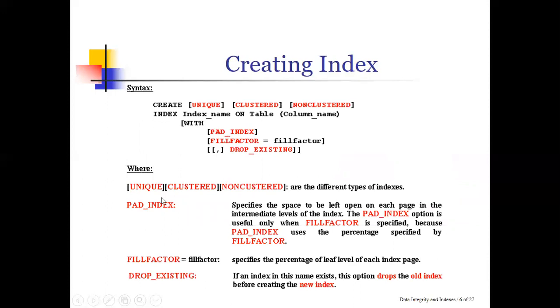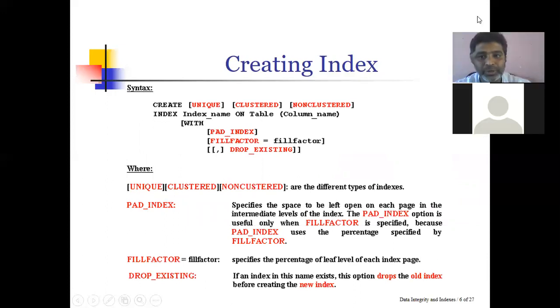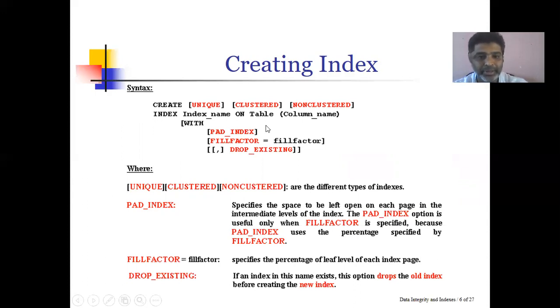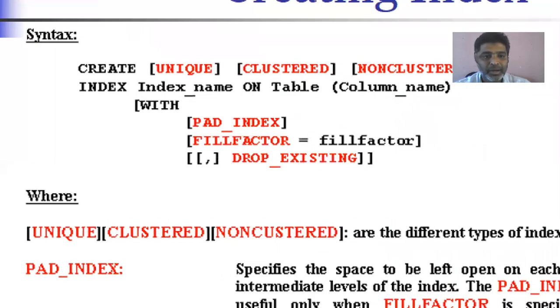Now, how do we create an index? We'll look into the syntax of creating the index. When it comes to create table, we say create table, name of the table; create procedure, name of the procedure; create view, view name. So we say create index, but before I create an index, we have different types of indexes. We have something called a unique index, clustered index, and non-clustered index.